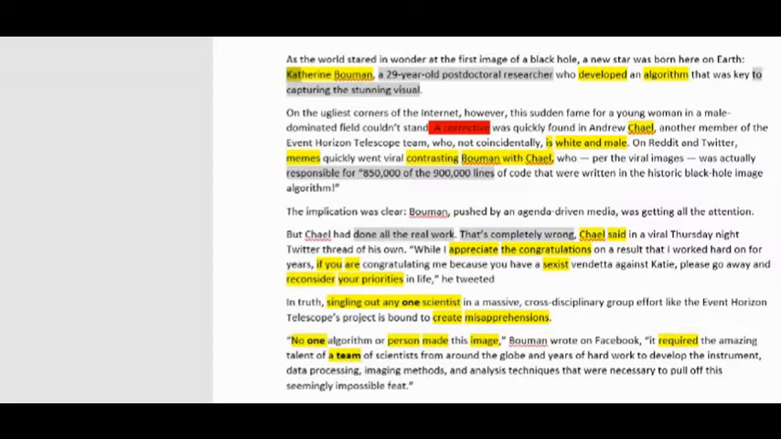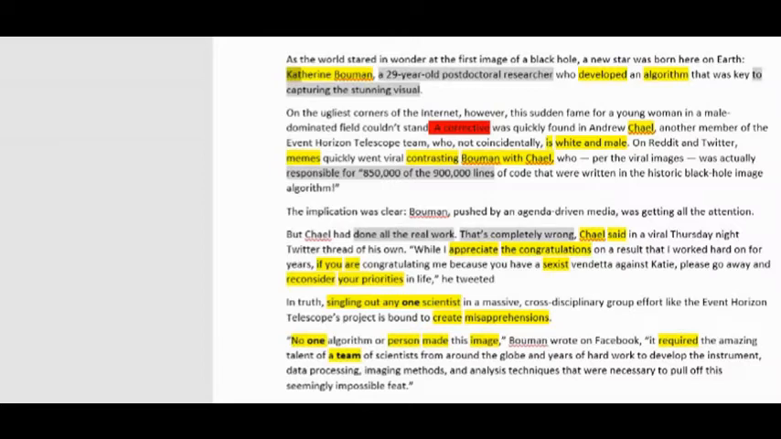We can see that a woman developed the algorithm. People were making memes contrasting the woman with Kale, which is probably another person in the team, and saying that Kale did all the work. And the text said that this is completely wrong, and also Kale does not support that idea. He says that if you're a sexist, you should reconsider your priorities. And he appreciates the congratulations. So maybe people are congratulating him just because they don't want to congratulate Bowman, who is a woman.